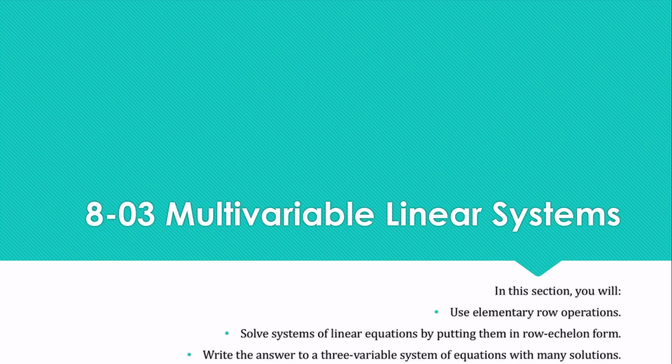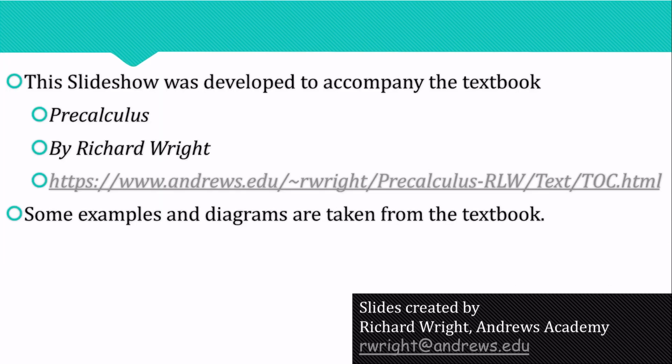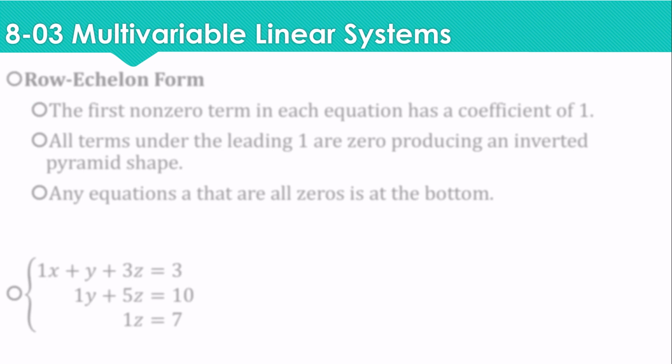Lesson 8.3, Multivariable Linear Systems. Multivariable linear systems means we're going to have more than just x and y. Well, for the most part, this lesson will just have three variables, x, y, and z. And we're going to solve them by putting them into row-echelon form.